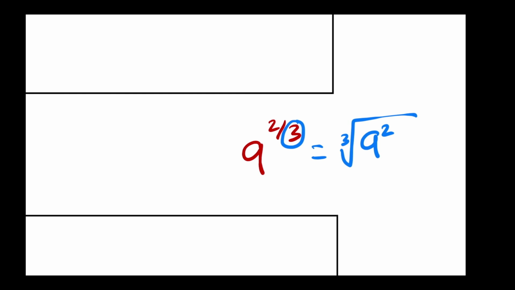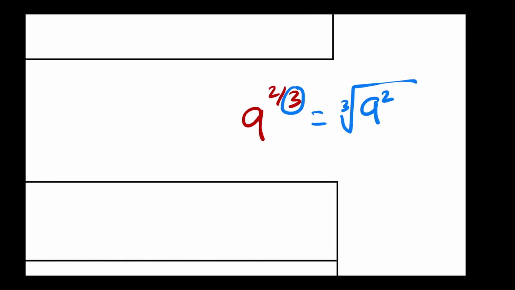So when we see a fractional exponent, this top number is the exponent of that number that goes inside. And then the bottom number is just the index. So this basically just means the cube root of 9 squared. Top number goes inside with this number. Bottom number is your index, is the root you're taking.